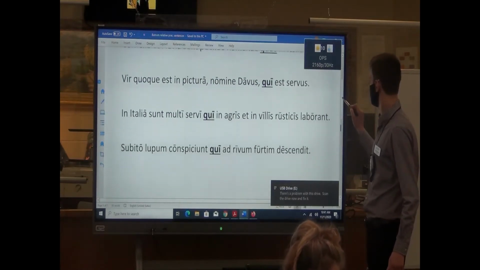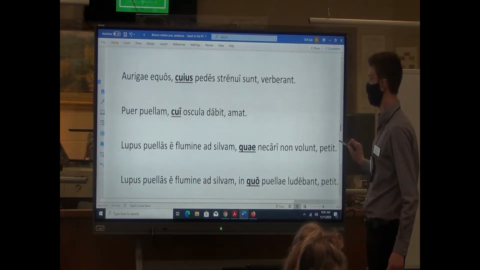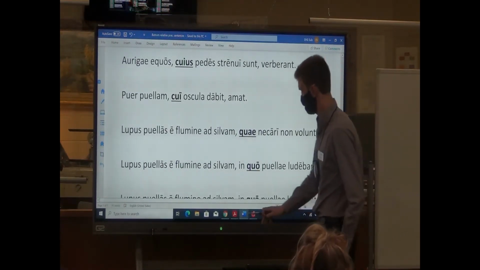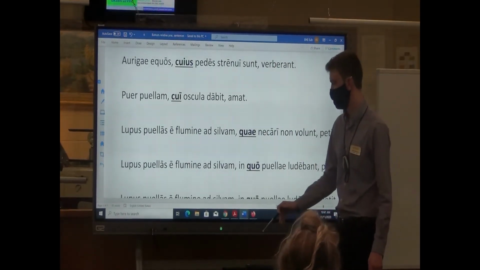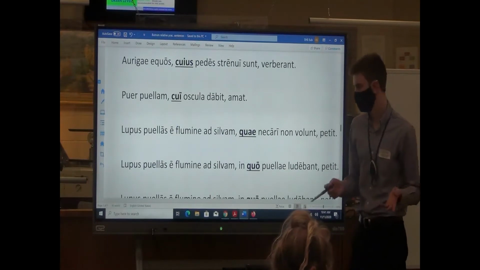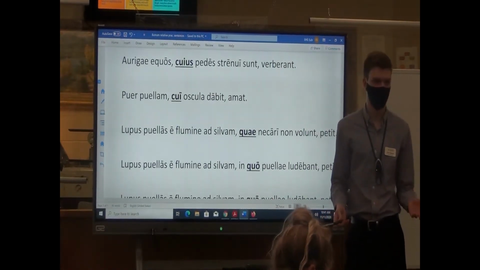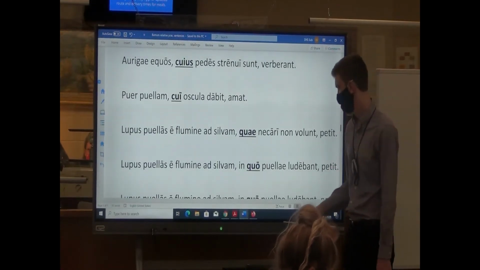We're going to go to sentences that we haven't seen before. And these are going to be our different cases. Before, we just saw nominatives, which is another thing I need to remind you of. Do you remember what I said, how a relative has to match its antecedent, in which ways?